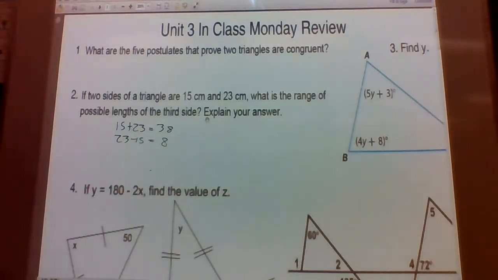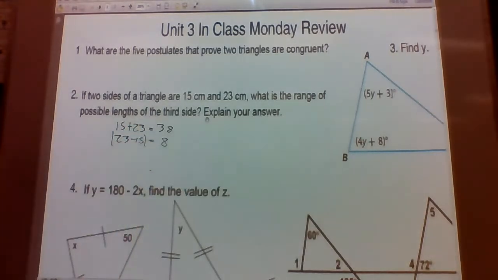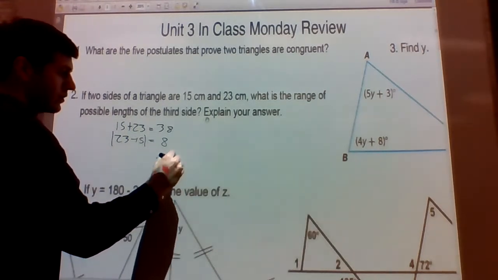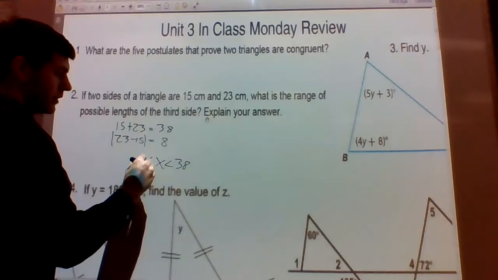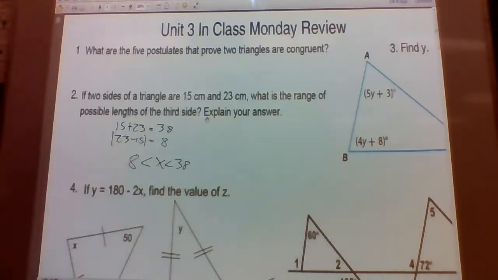If you did 15 minus 23, you'd have to take the absolute value. So it's going to be a positive number, right? Because you can't have any negative side length for a triangle. We know x has to be less than the larger number and greater than the smaller number, so x has to be between those 2 numbers. So you add them together and you subtract them, and x has to be between those 2 numbers.